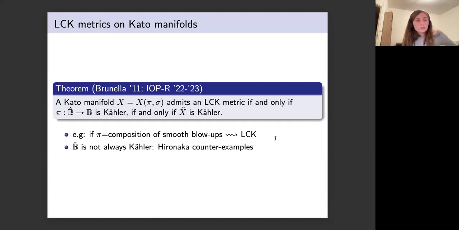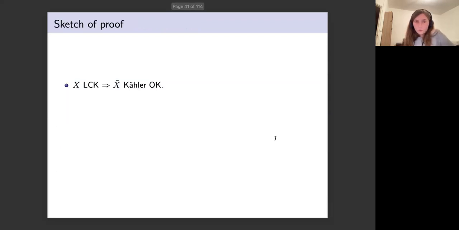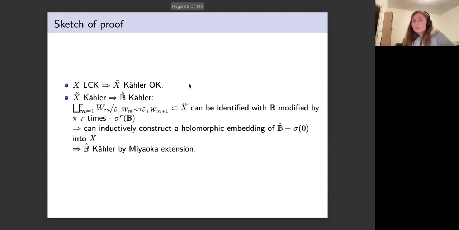And a sketchy proof of this: of course, if X is LCK, then as I said, you just pull back, find the primitive, and you show that the universal cover is then Kähler. If the universal cover is Kähler, then the modified ball is Kähler. This you essentially show by constructing an embedding of your modified ball minus sigma of 0 inside the universal cover.